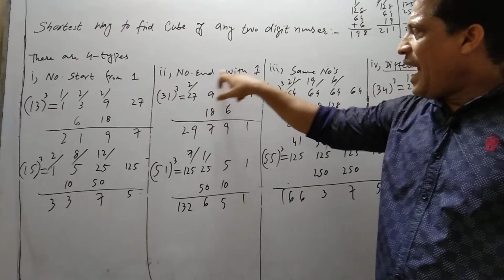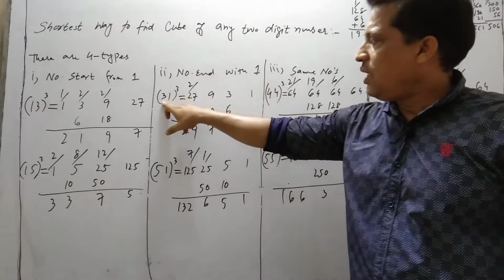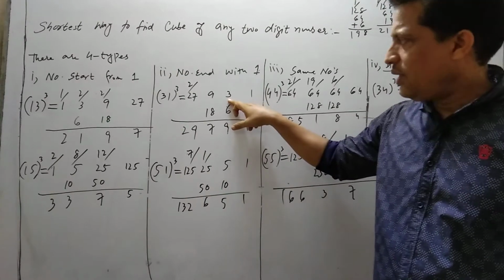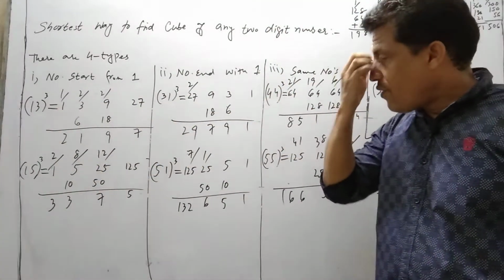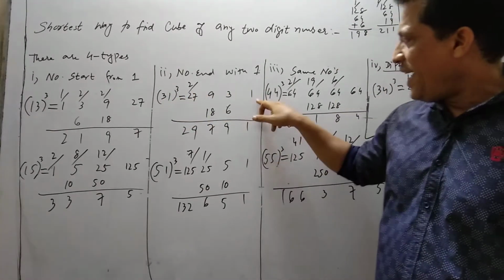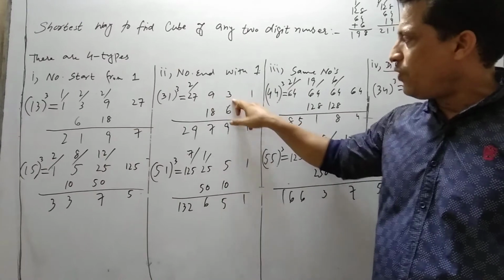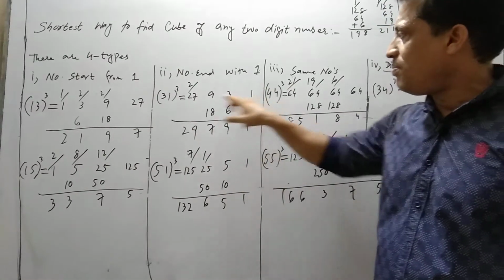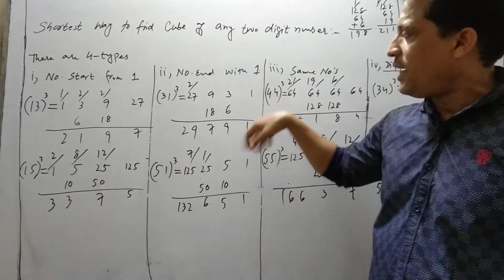If the number ends with 1, we have to write from the right side. In the previous case we write from the left side, in this case we have to write from the right side. So write 31 as it is from the right side. Square of 3 is 9, cube of 3 is 27. Leave the first number and last number. Double of the numbers: 3 2s are 6, 9 2s are 18, and add them.